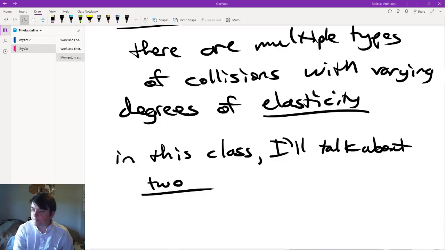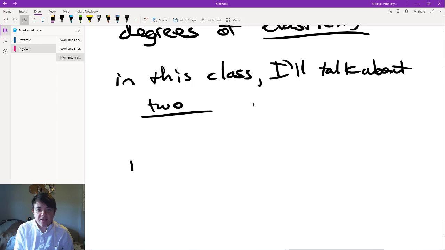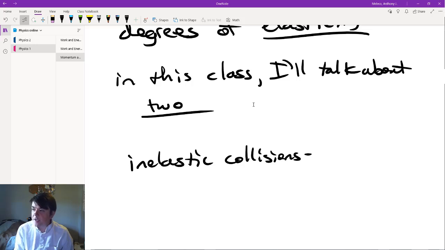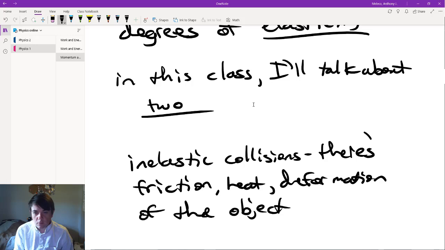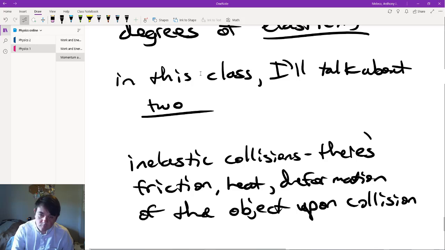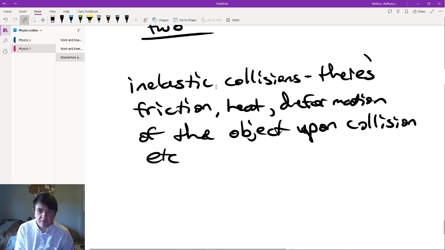Okay, so just 2 only. There's inelastic collisions, which I'm defining as collisions that take place that have friction, heat, deformation of the object upon collision, etc. So there's some loss there, and that is an inelastic collision.